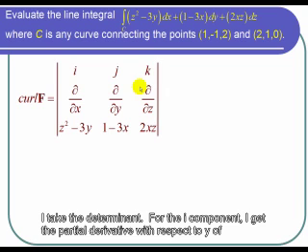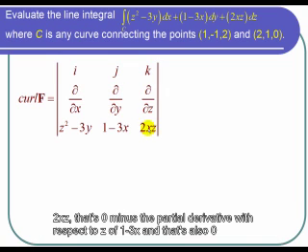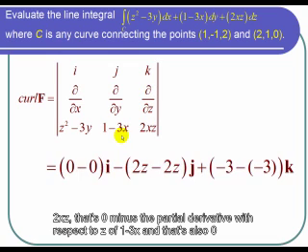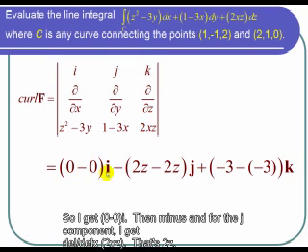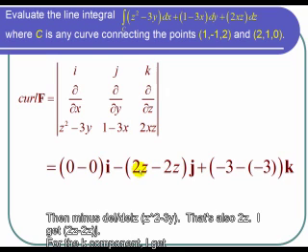So I take the determinant. For the i component, I get the partial derivative with respect to y of 2xz, and that's 0, minus the partial derivative with respect to z of 1 minus 3x, and that's also 0. So I get 0 minus 0 i, and then minus, and for the j component, I get del over del x of 2xz, and that's 2z, and then minus del over del z of z squared minus 3y, and that's also 2z, so I get 2z minus 2z times j.